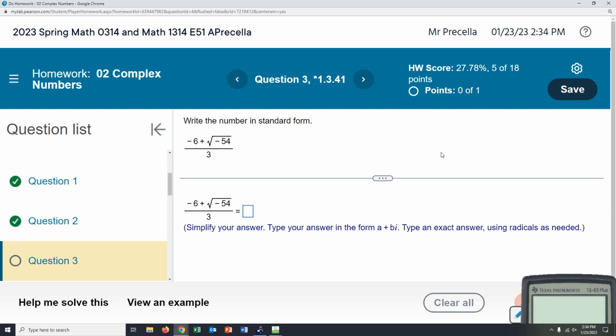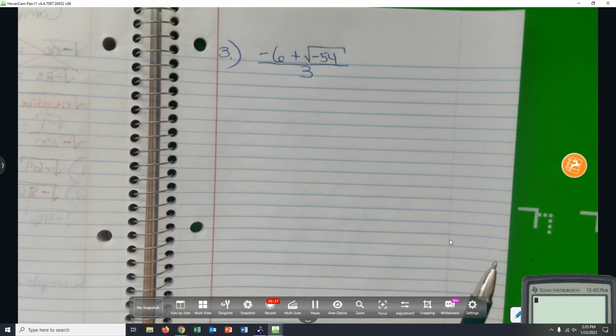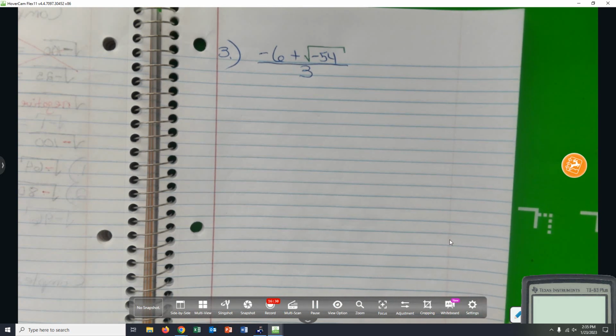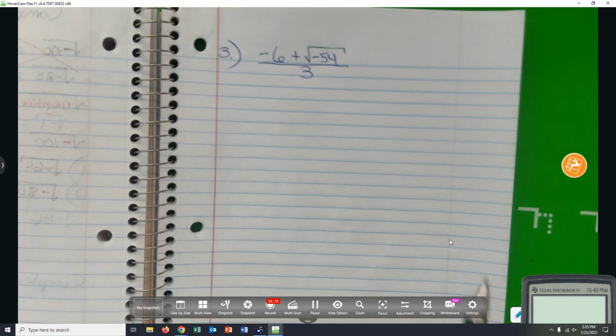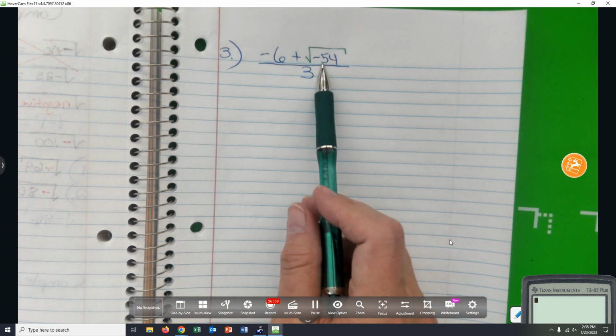We have -6 plus the square root of -54, all divided by 3. Okay, switch it. If you see the square root of a negative number, the first thing you're going to do this semester is rewrite it using a letter I. That's -54. Since it's a negative under the square root, we know we're going to have an I there.